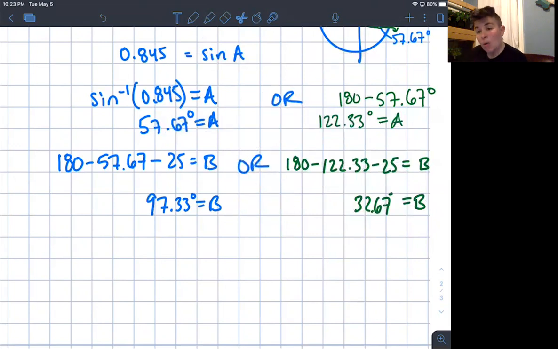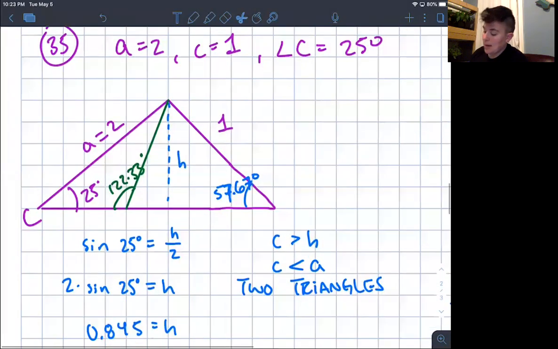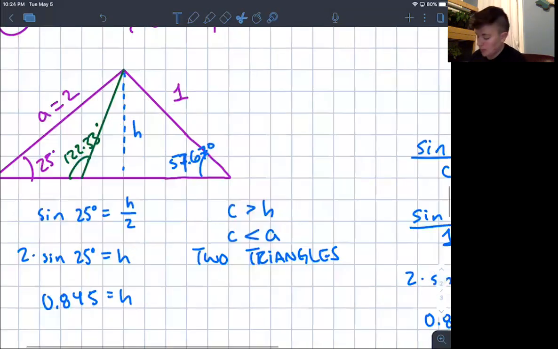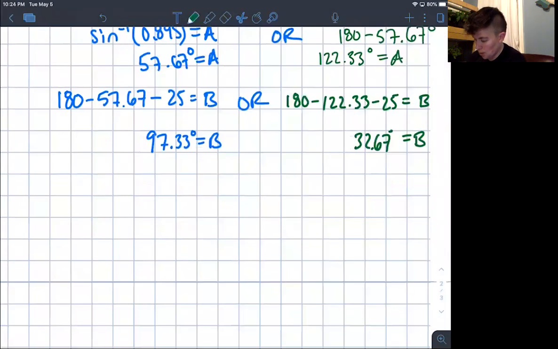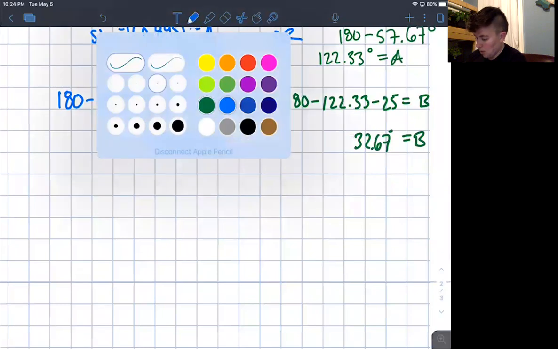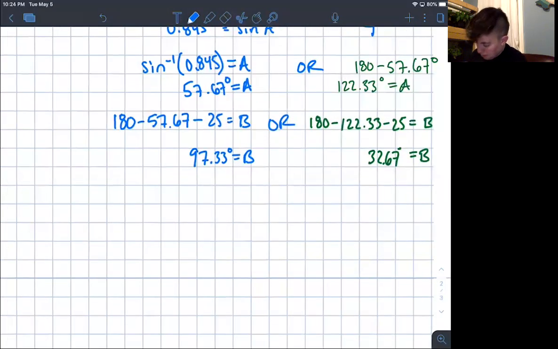Okay, so now, since I have two possibilities for angle A and two possibilities for angle B, that means I have two possibilities for side B, because depending on what that measured angle was, was it this angle right here, or this angle right here? So I have to do two different little law of sines calculations.